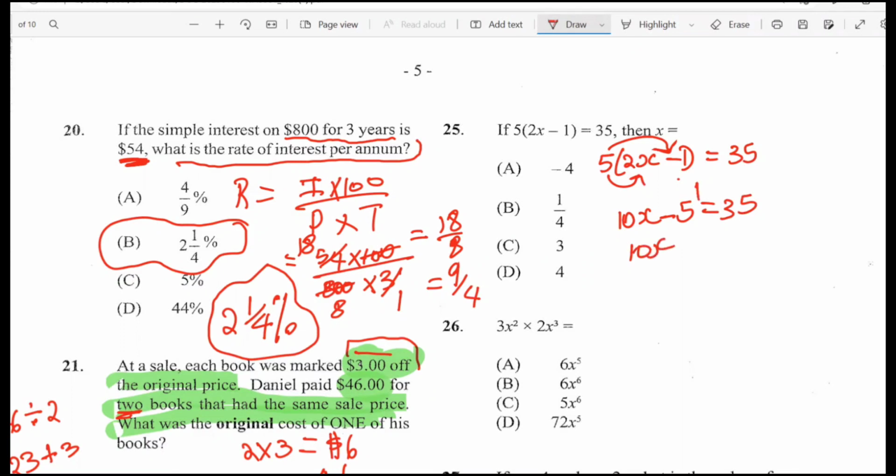10x. We're going to be adding 5 to both sides to get rid of that 5. Divide by 10, and then x is definitely 4. x is 4 right there.